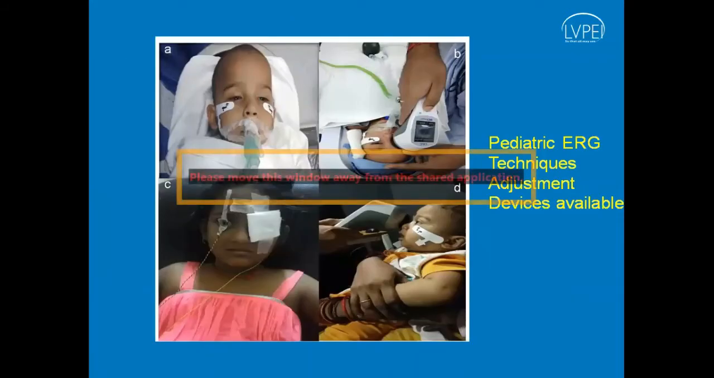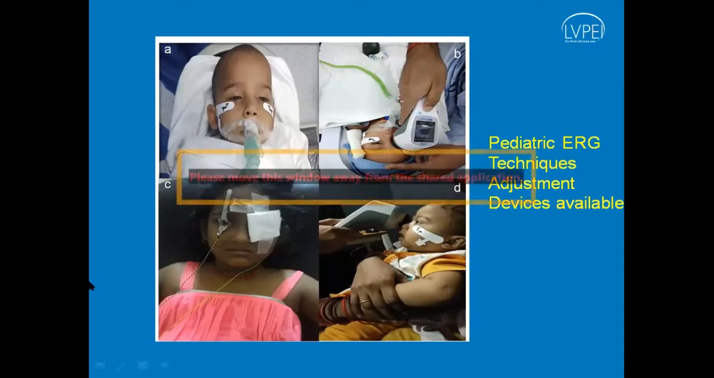Finally, all these techniques need to be adjusted with the age. For example, recording infants and neonates becomes difficult. Up to 2 years of age, it is easy to forcibly hold the baby and record. But beyond 2 to 4 years or school going age, it becomes very difficult to examine, and one needs to adjust his protocol to get an adequate recording.